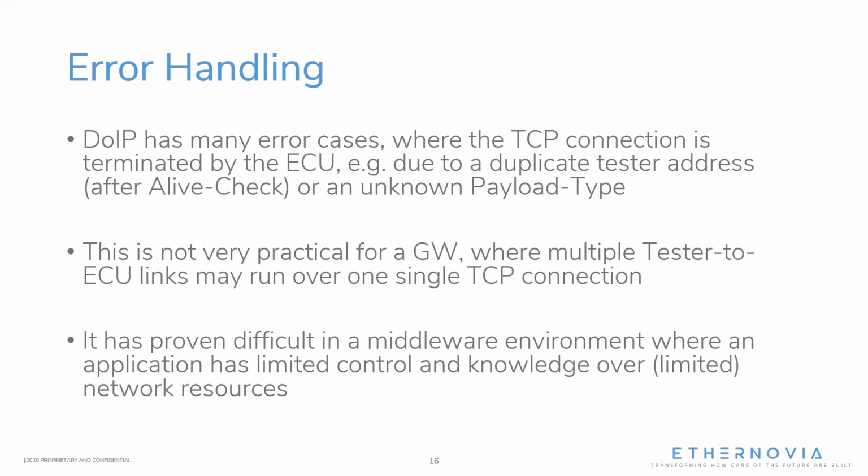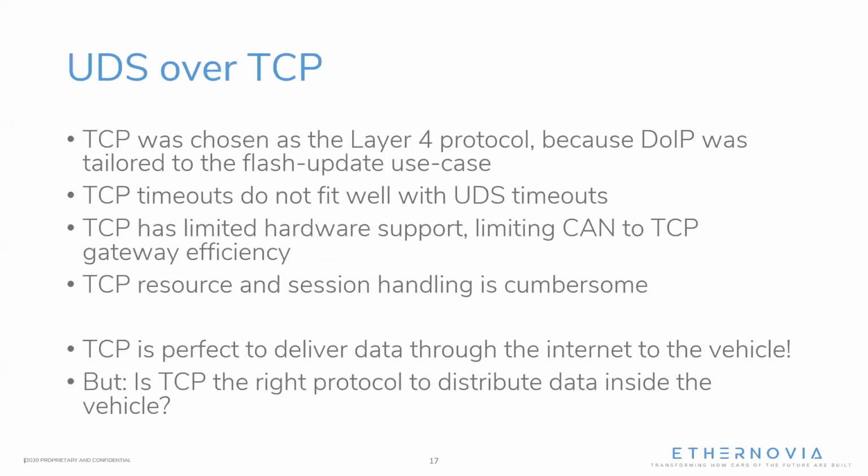Especially in systems like classic AUTOSAR, where we have a middleware environment, we also found it very difficult to keep control and knowledge over the network resources and being able to tear down and reset up this kind of connectivity over TCP. While TCP was chosen at the time as the layer 4 protocol because we wanted to transport flash data reliably across the internet, I told you about the Munich, South Africa case before, the TCP timeouts and the UDS timeouts in general do not fit together very well.